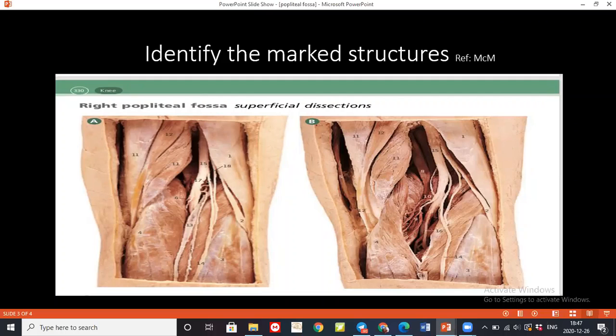Can you tell me what the differential diagnosis would be for a popliteal lump? Starting from the skin, we can have an abscess or a lipoma. Going down, we can have lymph nodes or a sebaceous cyst. Then vessels: we can have a popliteal aneurysm. From the veins, we can have varicosities. From the nerves, we can have a neuroma.